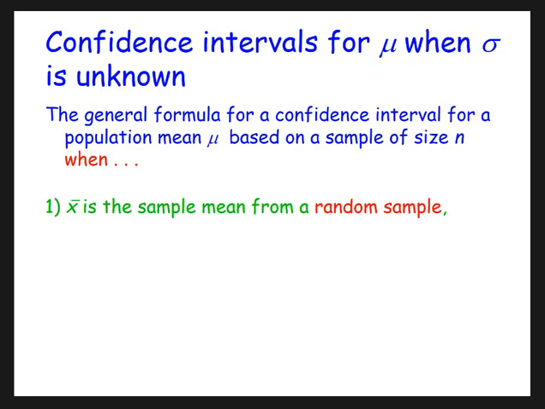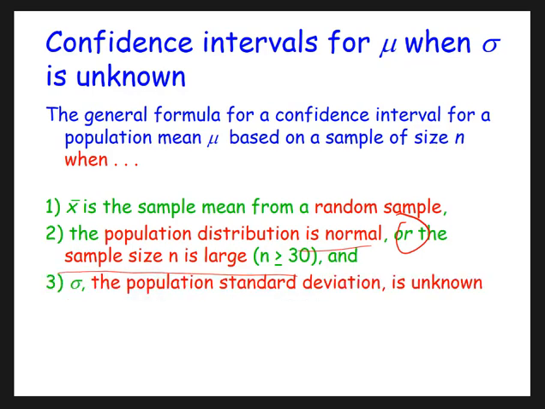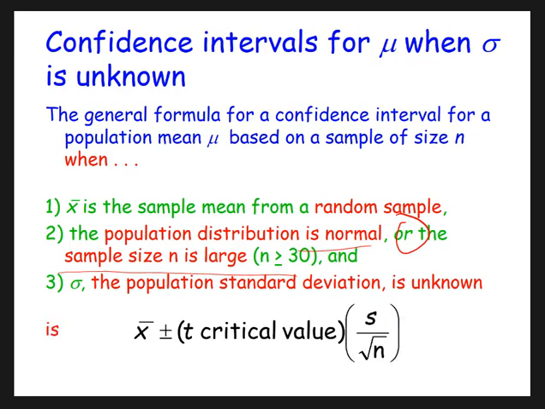So let's look at the general formula for a confidence interval to estimate the population mean when we do not know the population standard deviation. We have to know x bar is from a random sample. The population distribution has to be normally distributed, or, that's an or there, we don't need both of these. Either we need to know that the population is normally distributed, or we need to know the sample size is larger than 30. And we need to know that the population standard deviation is not known. So in that case, we use the sample standard deviation in place of sigma, the population standard deviation, and we use a t-value instead of a z-value.